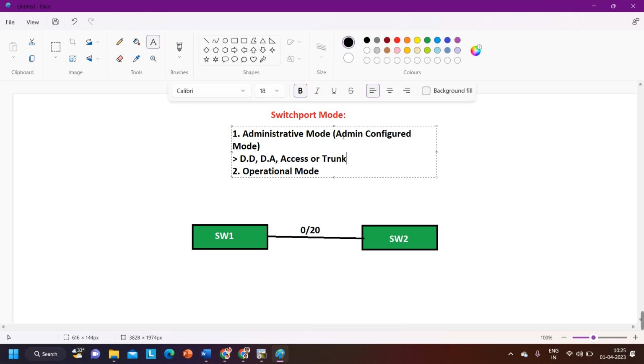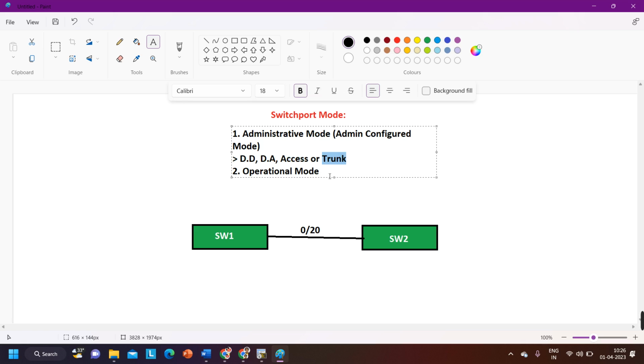If the interviewer asks you how many switch port administrative modes are there, always keep in mind there are four types of switch port administrative mode. Either you can configure a switch port as dynamic desirable or dynamic auto. These two are modes of DTP, Dynamic Trunking Protocol. As you already know, DTP is used to form trunking dynamically between switches. Or the administrative mode can be access or trunk.